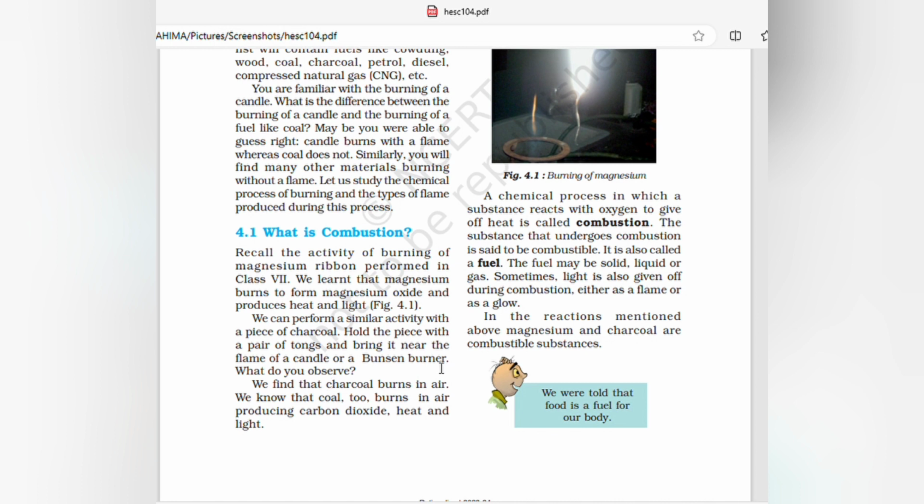We find that charcoal burns in air. We know that coal burns in air, producing what?